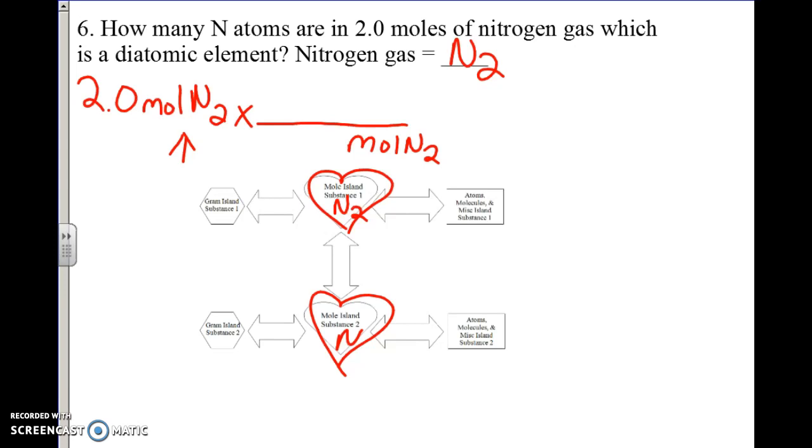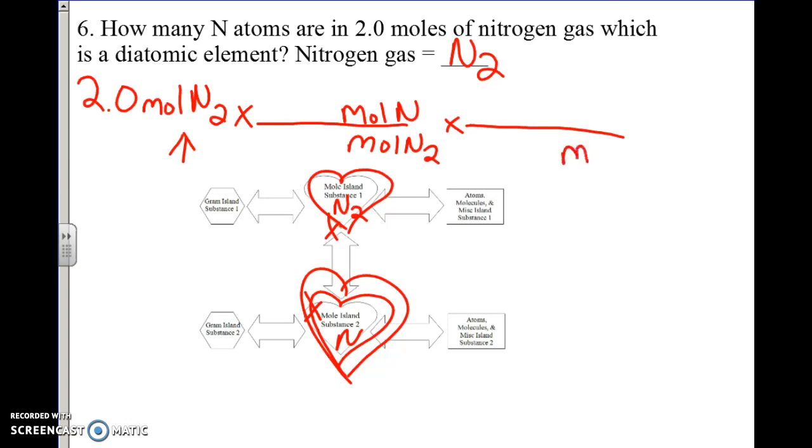So it looks like this problem is going to be very similar to the last problem. We can go from this mole island right here to this mole island right here by going across this bridge called subscript bridge. So we can go to moles of N. So right now we are down here. We don't want our answer in moles of N. We want it in atoms of N. So moles of N go down here.